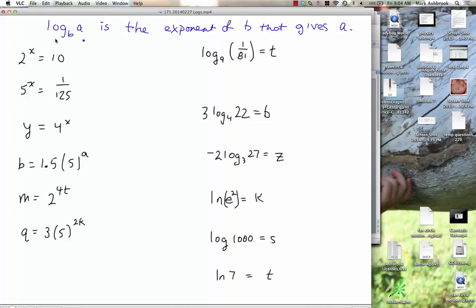Look, you can just read it left to right. Logs are what? Logs are exponents. The exponent of B that gives A. You can just read it from left to right. Logs are exponents. So it's the exponent of B that gives A.